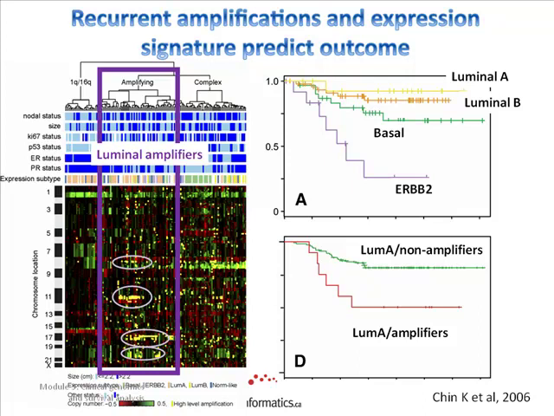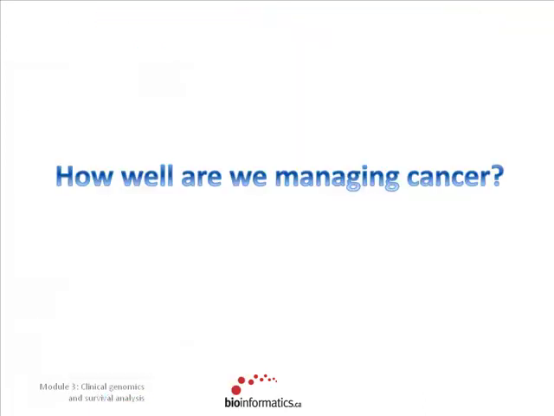This figure shows you a clustering of copy number changes within the same tumors, and what you can see is that there is a number of high-level amplifiers within a luminal subgroup. And when they stratified patients into those who had these high-level amplifications and those who didn't, they got these survival experiences. So even within a particular expression pattern-based subtype, they could further stratify patients into poor and better outcome patients based on the copy number changes. So this is just one of the examples to show what sort of research is taking place right now.